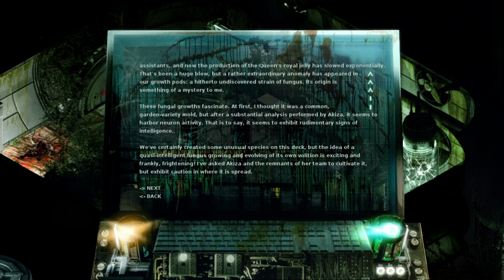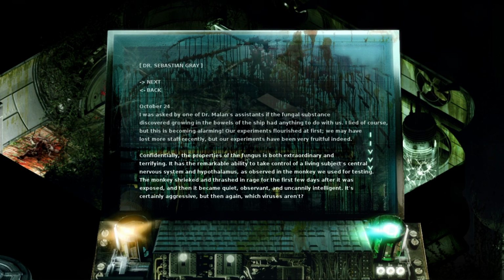We've certainly created some unusual species on this deck, but the idea of a quasi-intelligent fungus growing and evolving of its own volition is exciting and, frankly, frightening. I've asked Akiza and the remnants of her team to cultivate it, but exhibit caution in where it is spread, which they clearly did with incredible efficacy.